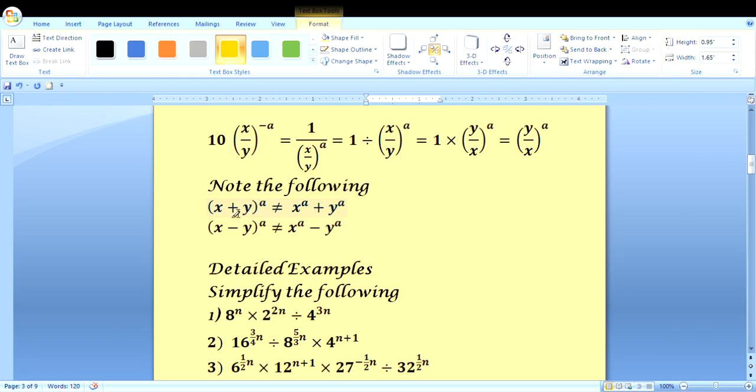Note the following: x plus y all raised to the power a is not the same thing as x raised to the power a plus y raised to the power a.